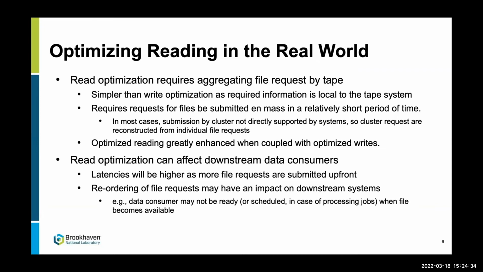The problem here, though, is if you do read optimization like this, there are going to be impacts on the downstream consumers. Latencies will be higher because you're going to be submitting a lot of your file requests up front, and it'll take a while for the system to run through that queue of requested files. And on top of that, the tape system might do a lot of file request reordering, which may have an impact on downstream systems, aka job schedulers, which may not have launched the job or may not be prepared to launch the job at the time that the file comes out, right?